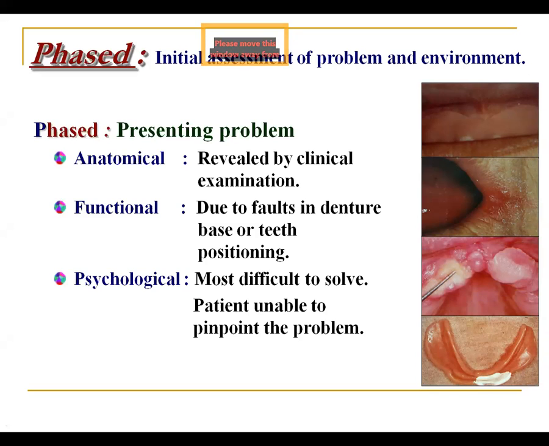As far as function is concerned, due to faults in denture base or teeth position, that can be wrong, and the problem arises just because of this, that will be considered in your function. And psychological is the most difficult to solve, as the patient is unable to pinpoint the problem. So in presenting problem you have to consider three factors: anatomical, functional, psychological.